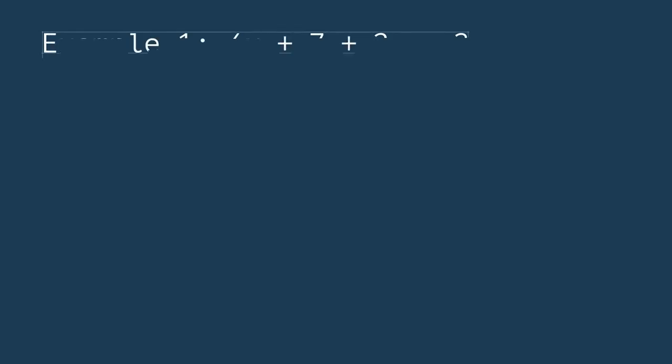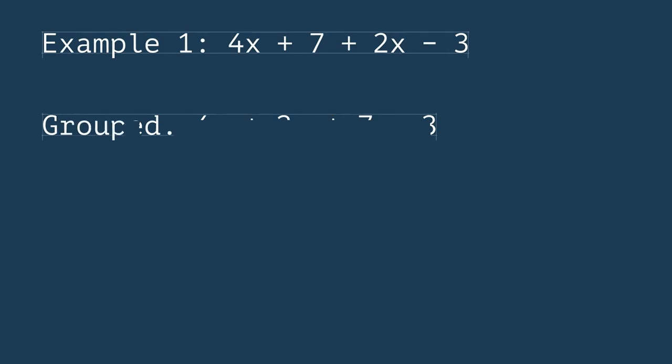Let's try example 1. 4x plus 7 plus 2x minus 3. First, group the like terms. 4x plus 2x plus 7 minus 3. Notice the minus 3 stays negative. Do not lose the sign.